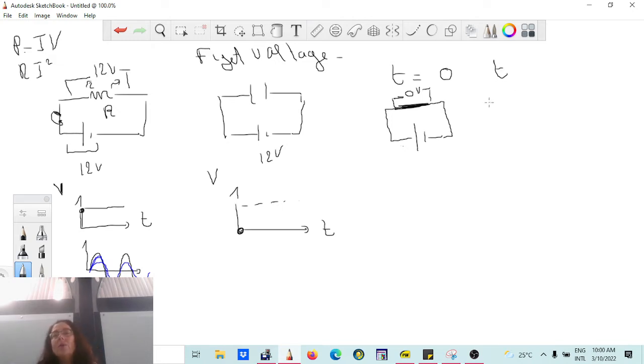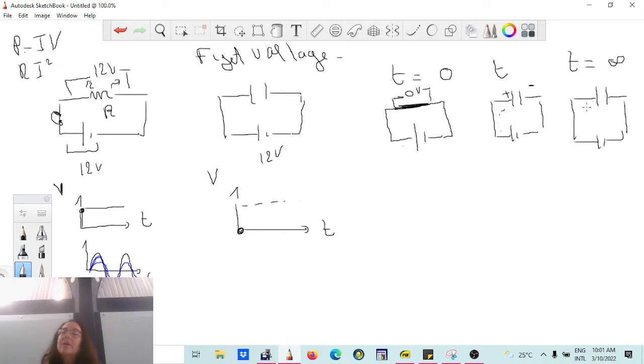And then as the time goes by, you insist, okay, I'm going to build voltage, but step by step, charge after charge, and I'm going to take my time. And then at t equals long enough, the fight is over, which means you can replace your capacitor by an open switch, because now the voltage here is going to be 12 volts.